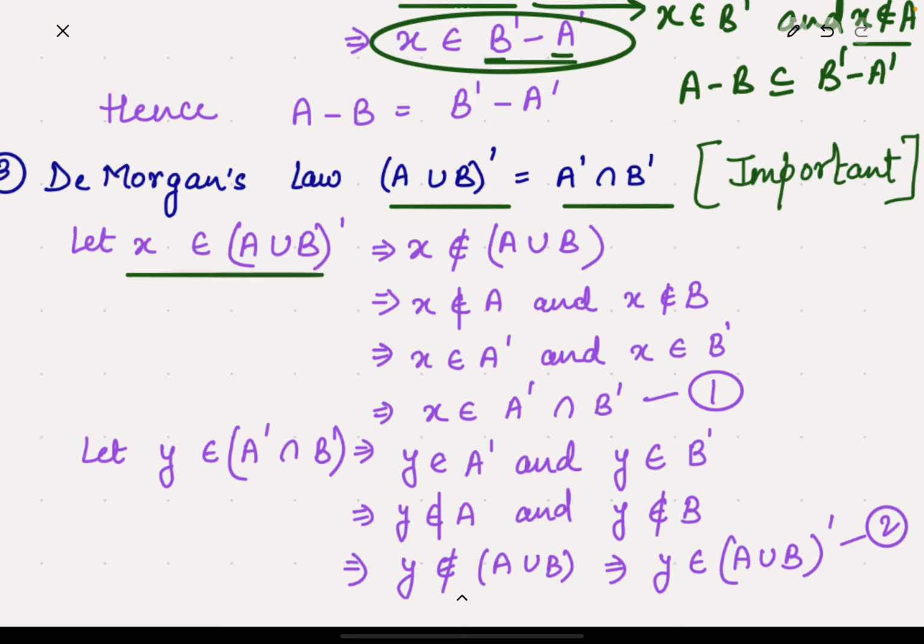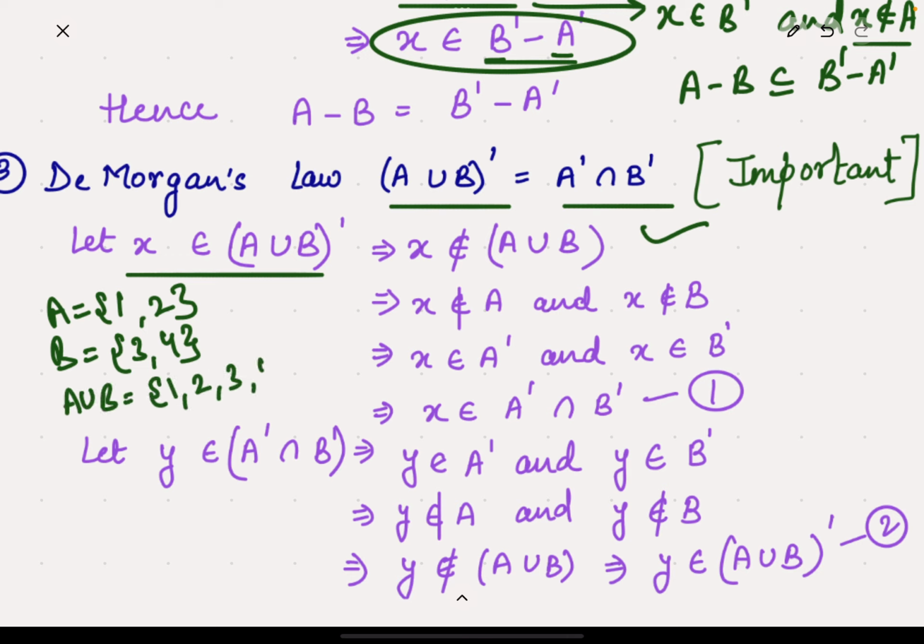So just open up the bracket. If x belongs to the complement of A union B, then it does not belong to A union B. First step is this. Then just open up again. What does it mean? For example, A is 1, 2, B is 3, 4, and A union B will be 1, 2, 3, 4. Suppose we take an element like 5. 5 will be true for this case, as 5 does not belong to the union of A and B.